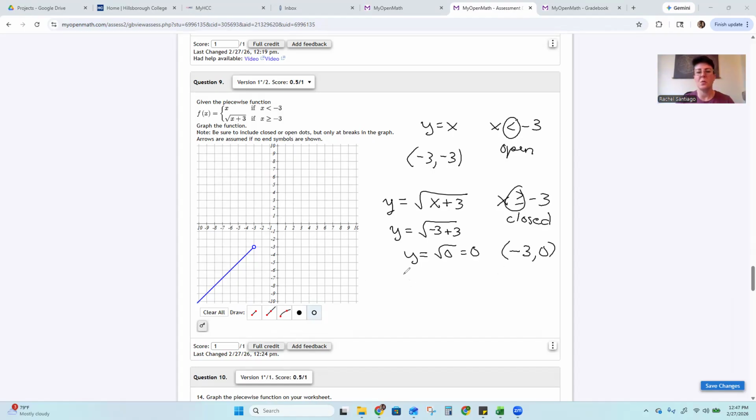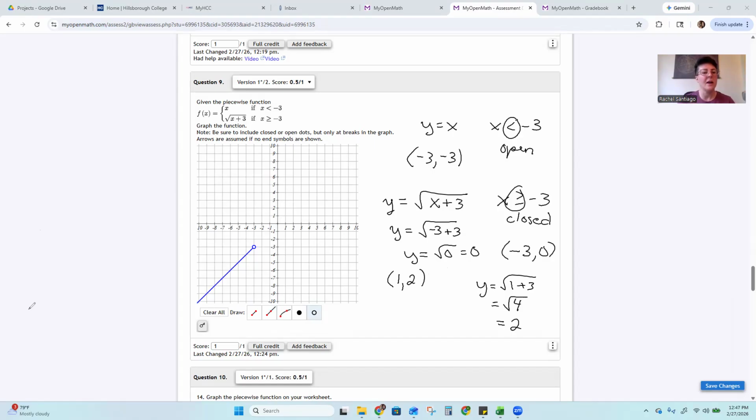So if x is equal to 1, so we're looking at x comma y. Actually, I don't need that. I'm going to erase this. I need to write this out. We want x to be 1. If we plug in a 1 here, we have y is equal to the square root of 1 plus 3, which is the square root of 4, and we know the square root of 4 is 2. So now we have our second point, which is 1 comma 2.